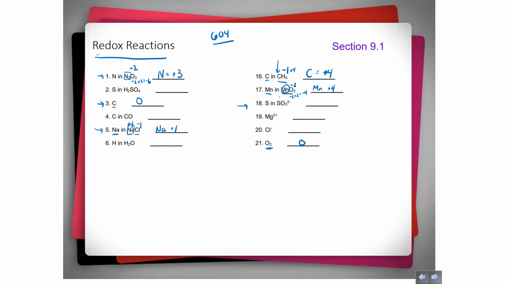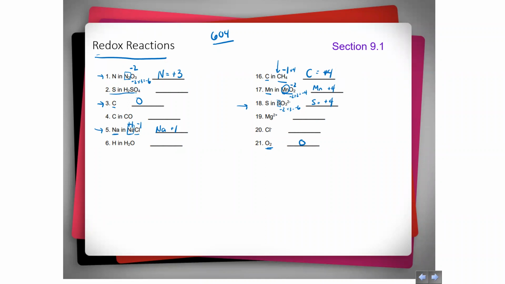Now let's do sulfur. Sulfur is in SO3 2-. So the sum charge here has to be 2-. Oxygen is -2. There are 3 of them. That's a -6. What does the sulfur have to be in order to leave behind a -2 charge? The sulfur has to be +4. Okay, we can just kind of work our way through it.